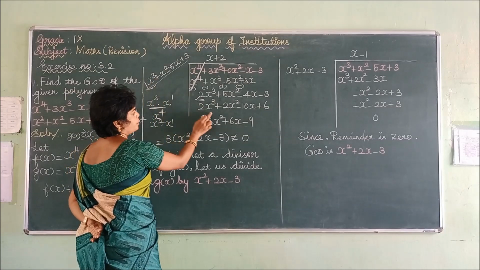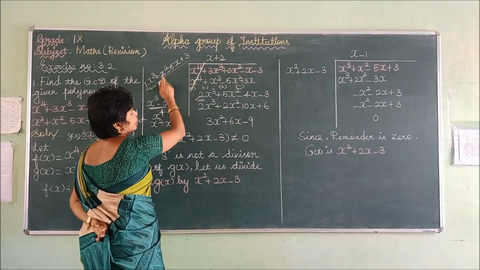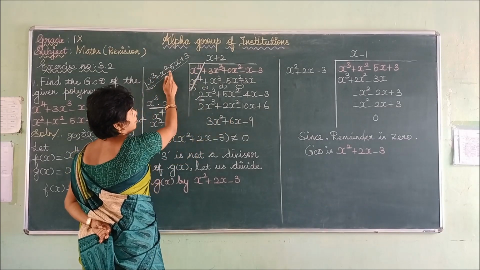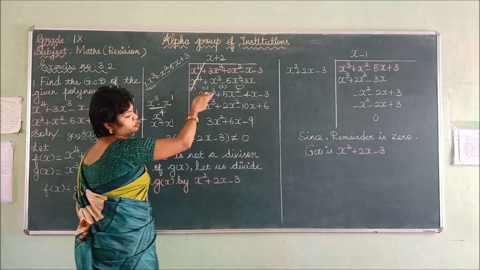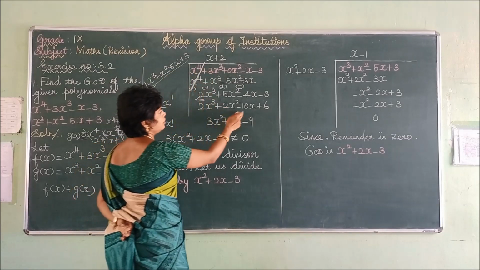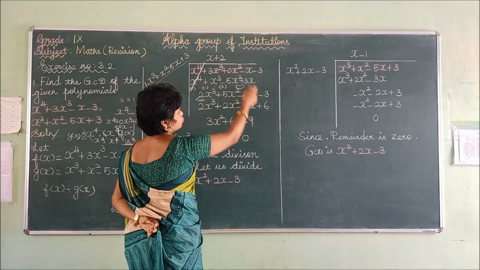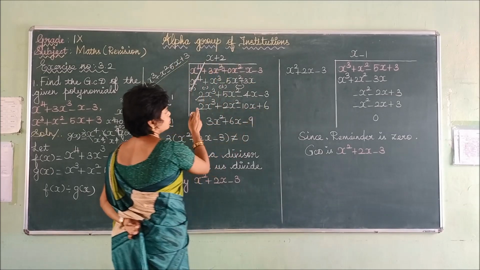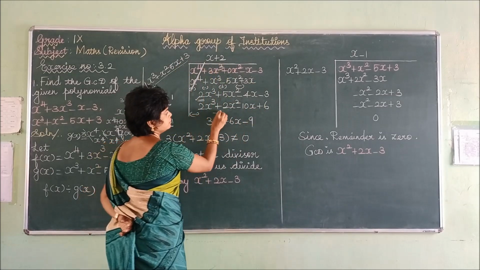So multiply the 2 with the whole term. 2 into x cube is 2x cube. 2 into x squared is 2x squared. Minus into plus is minus. 5 2s are 10x. Plus 3 into 2, that is plus 6. So now change the sign.